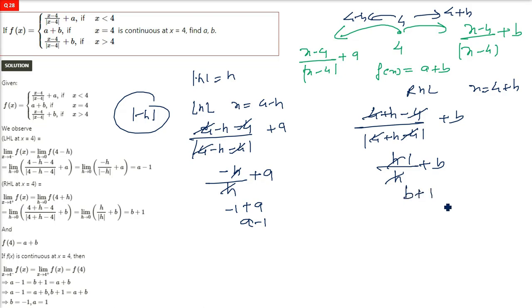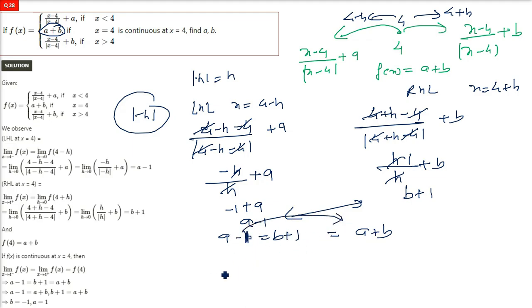So b plus 1. Left hand limit and right hand limit are equal, and in turn they are equal to the value of the function at x equals 4. So a minus 1 is equal to b plus 1, and that is equal to a plus b, in order for this function to be continuous. Right? So let us equate it to a plus b.